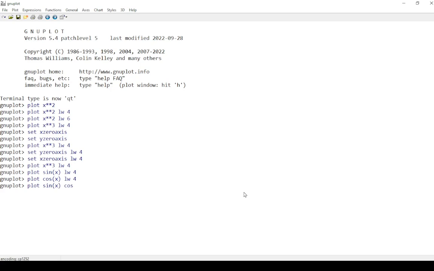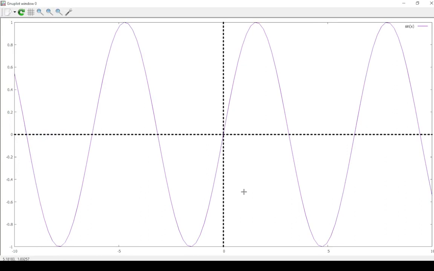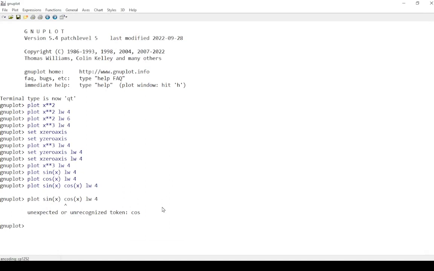I think this will not work. Okay, there are many other things, but if it works, then it's fine. No, it's plotting only the sine. So, if I want to plot two functions in the same graph, I define f(x) equals sine x and some other function g(x) equals cos x.